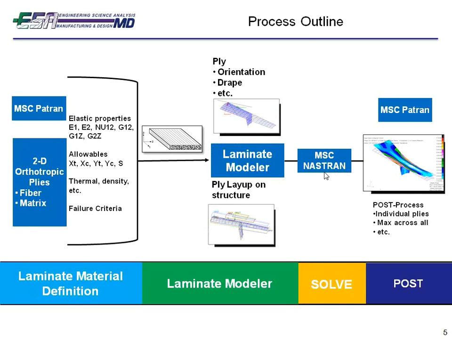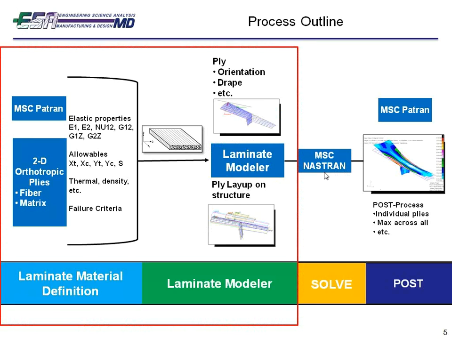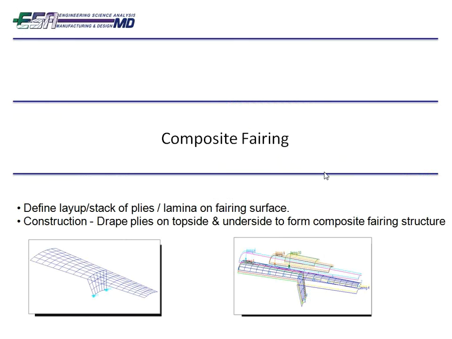For this presentation, we will concentrate on defining the laminate material definition and using the Laminate Modeler to create the laminate model. For this example, we'll be using a composite fairing that has plies on both the top and bottom of the fairing. It is the mesh, consisting of a small, actually symmetric, slice of the model.